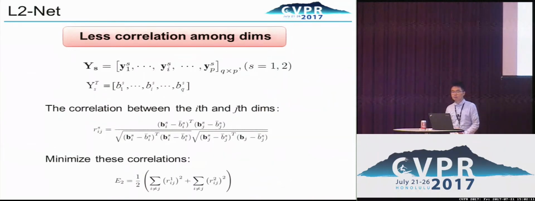For the second objective, it is about the compactness of the L2LAT descriptor. By compactness, we want to make the different elements of the L2LAT descriptor as small as possible.